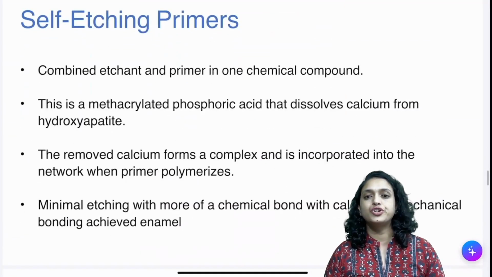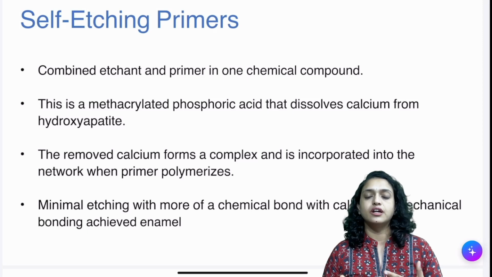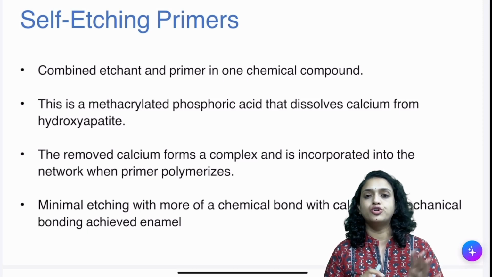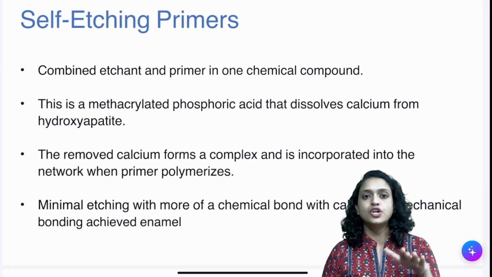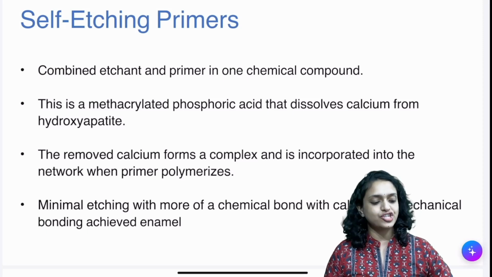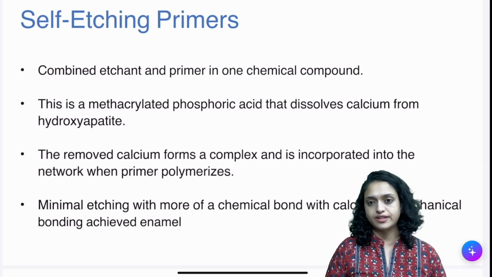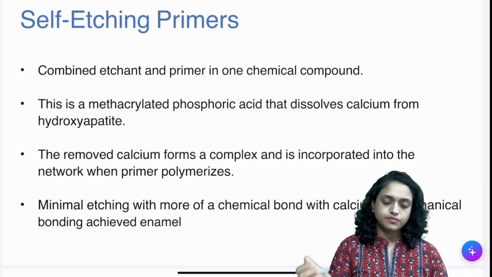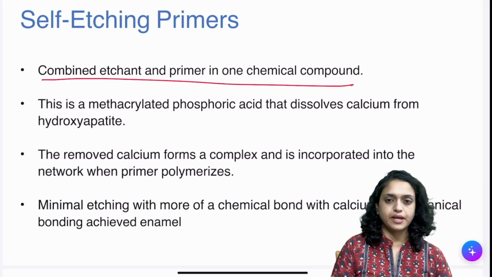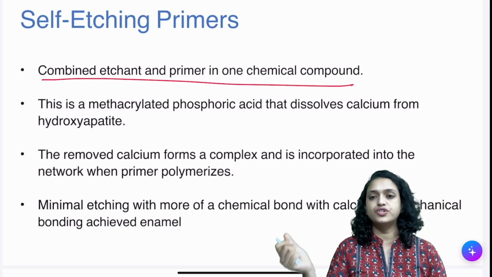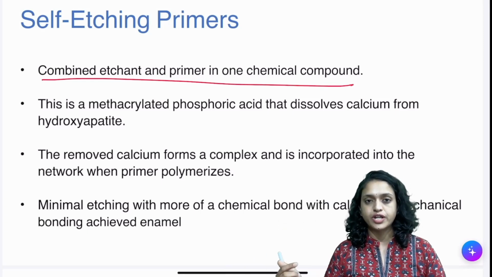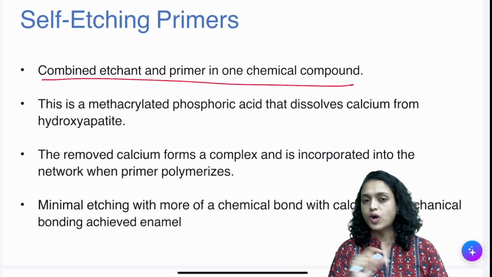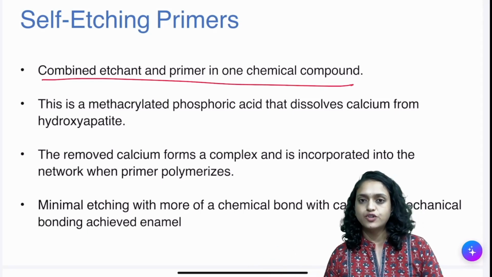An advancement in relation to primers is something called a self-etching primer. Generally, there is a two bottle system, right? One etchant and then you go for primer. In self-etching primers, the etchant and the primer are together, a combined etchant and primer. So this decreases your time. First you need to put the etchant, then you have to wash it, then you have to put the primer, then you have to cure it. But if the etchant and primer are in one shot, you are going to reduce your chairside time.